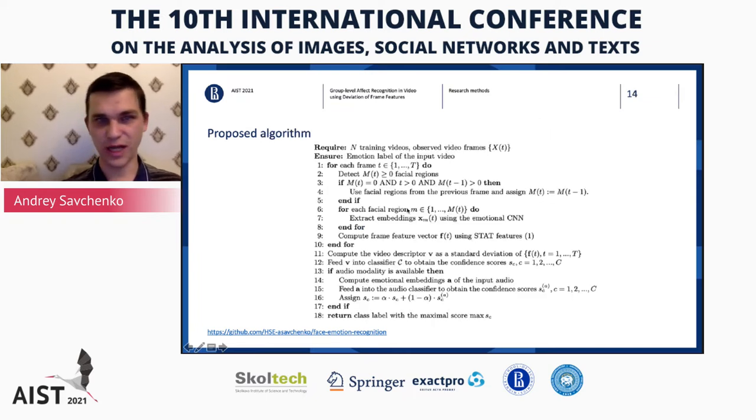So here is the proposed algorithm. I said that it's based on face detection and only on facial analysis. But we also examined how to improve the quality if we can analyze audio. If the audio modality is available, we can compute emotional embeddings for audio and use blending of two classifiers. So this part is optional, and I believe that it's not required. It can increase the overall accuracy, but the increase is not so high. In general, we can concentrate only on faces.